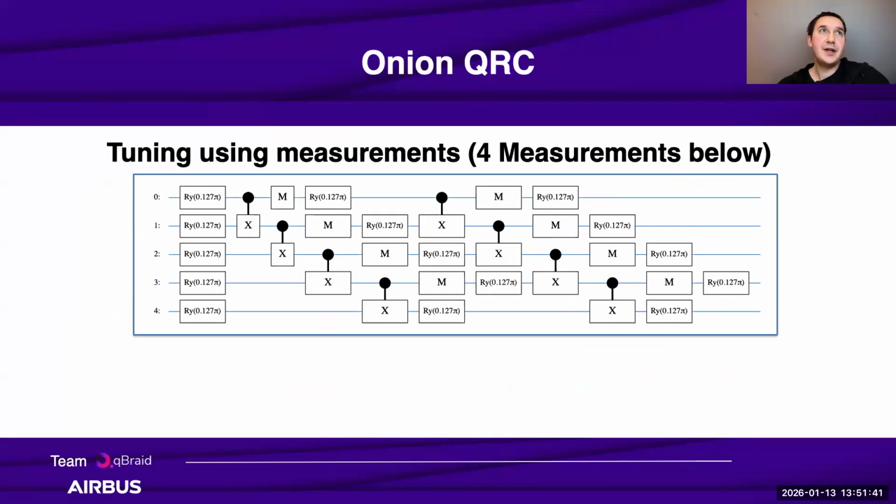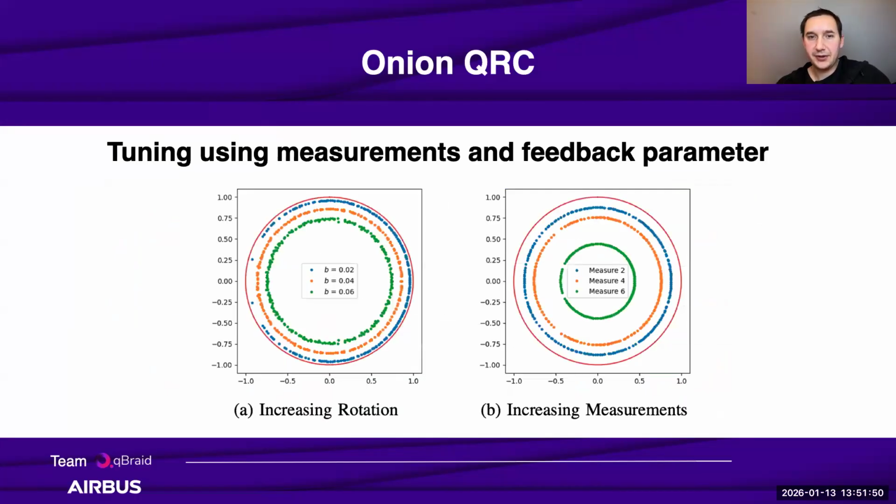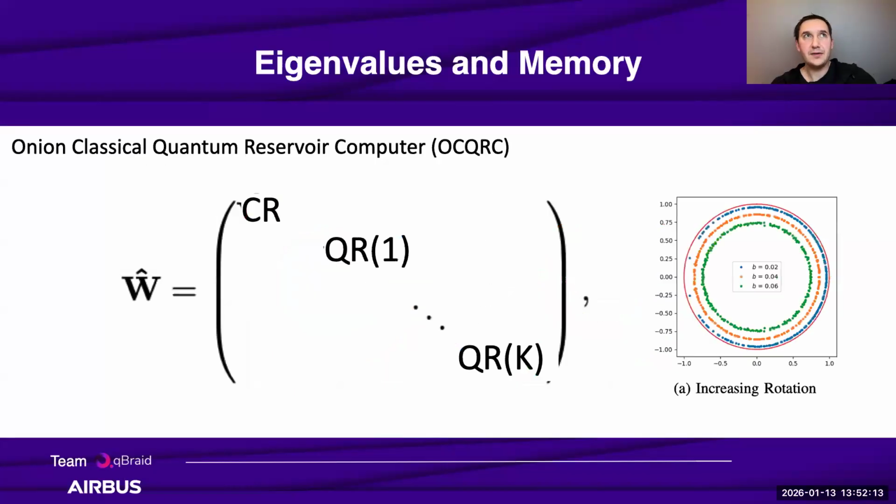So for this, with measurements below, these M are the measurements, then you can tune the eigenvalues of your evolution. On the left is increasing your feedback parameter coefficient. You can see that you can tune values that way, and that's the approach to use. If you add more mid-circuit measurements, you can also change the non-unitarity of your dynamics.